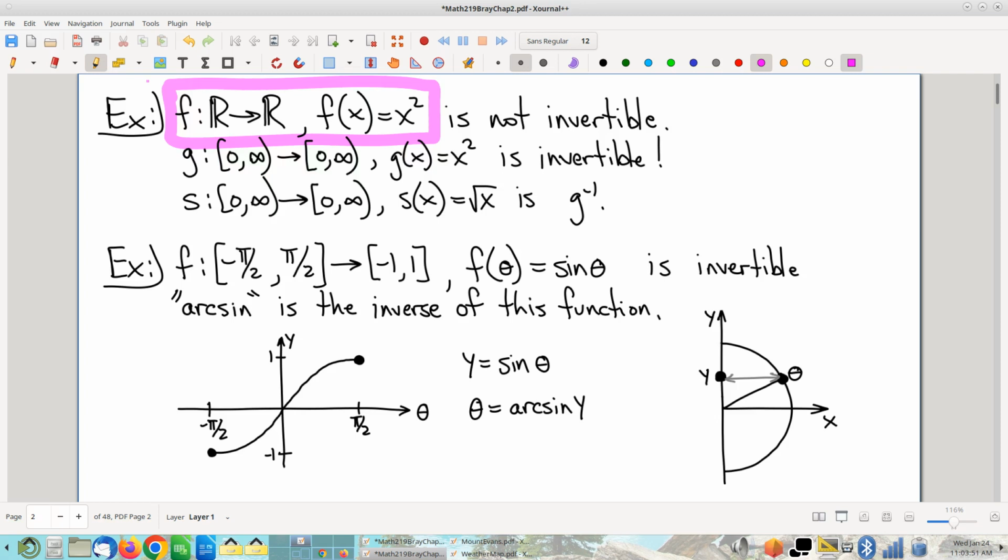25 has multiple pre-images. Right? 5 and negative 5. To talk about an inverse function, the inverse has to be a function. There has to be exactly one output. This doesn't satisfy the rule, so that's not invertible. But this is easily adjusted.